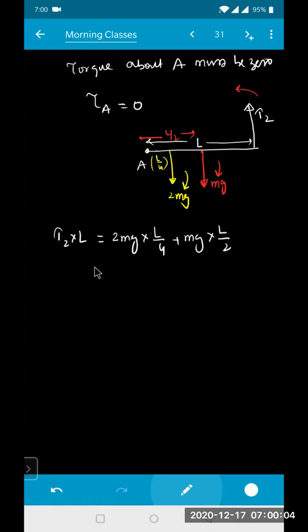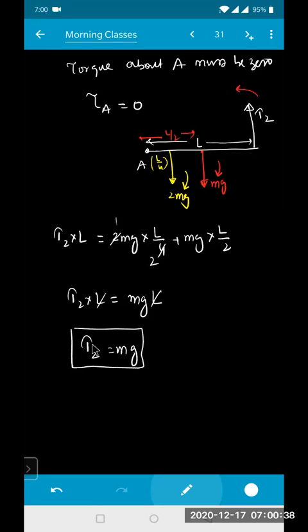So in this relation, this one is 2 ones, this one is 2 twos. So T2 into L is equal to mg into L by 2 plus mg into L by 2. How much will it be? mg into L. This will get cancelled, so T2 will be equal to mg.